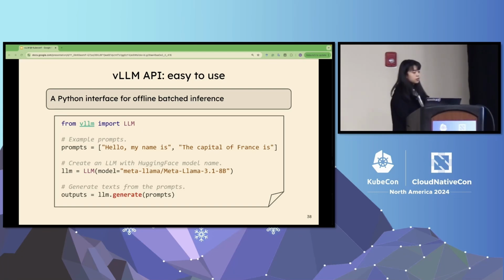And also the second question is, why do people choose vLLM? The reason is that the API is pretty easy to use. If you have a GPU, you can just try this: pip install vLLM, and you use the 4 lines here to run a large language model. Don't use Llama 3 8B, it's too big. Try a small model, and maybe you can run it.